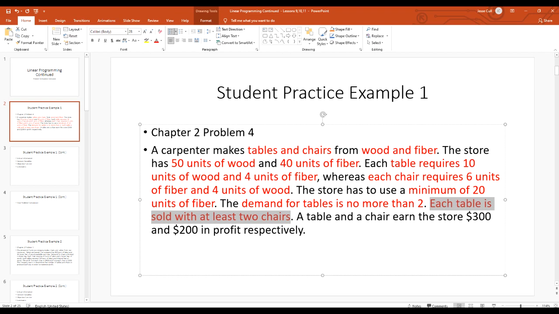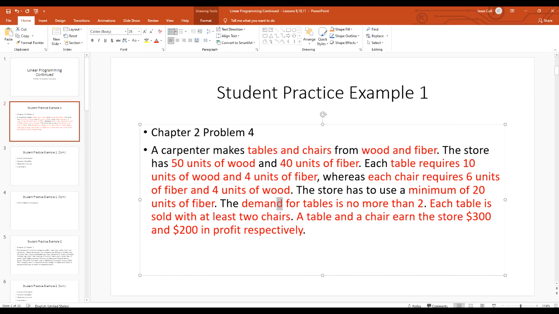Finally, a table and a chair earn the store $300 and $200 in profit, respectively. So we see here that this question is relatively straightforward. All of the information essentially given to us was critically important. There's very little information that is not highlighted in red. So what we have now is the key points. To continue to the next stage, we now have to determine where those key points fit into our solution.